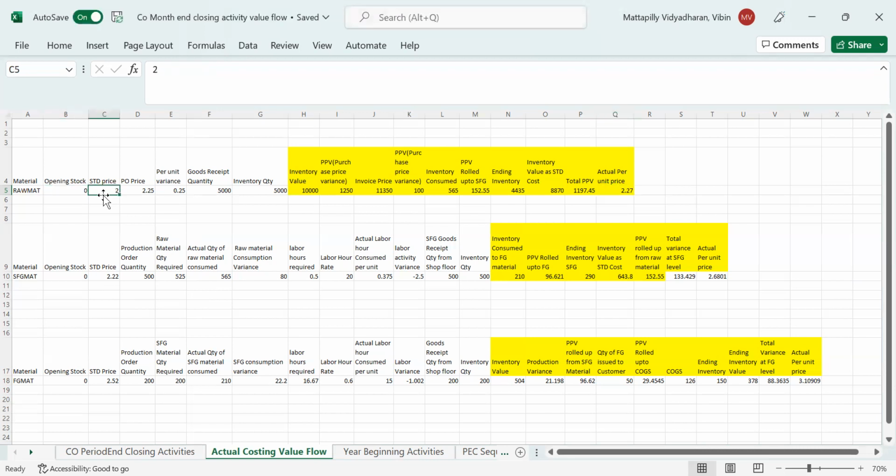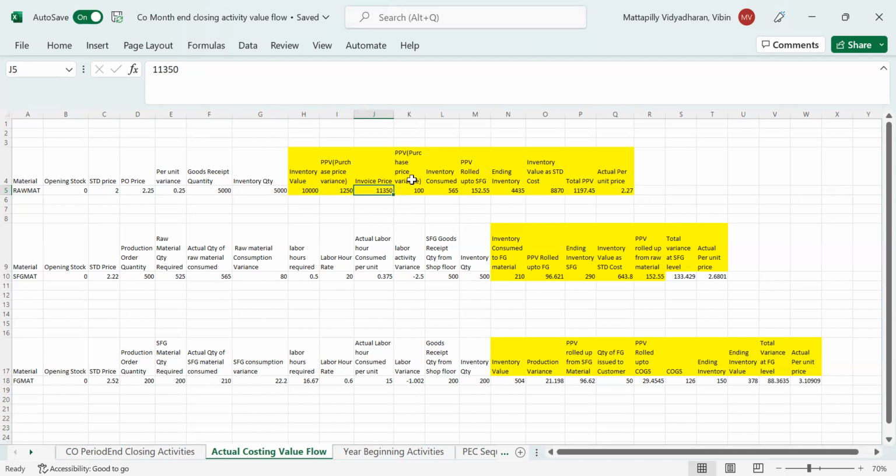The standard price is 2 rupees per raw material. Let's create a purchase order with a price of 2.25, so the per unit variance is 0.25. When we do a goods receipt of 5,000 quantity, the inventory quantity is 5,000 and the inventory value is 10,000. The purchase price variance will be 1,250. That means 5,000 quantity goods received multiplied by the per unit variance of 0.25 gives 1,250. The invoice is 11,350.